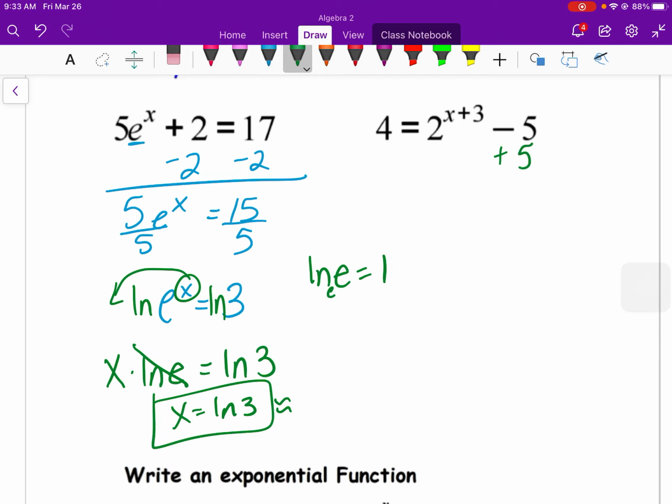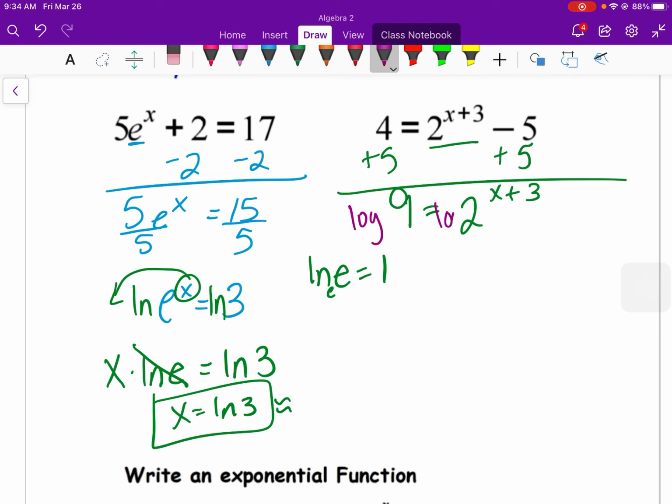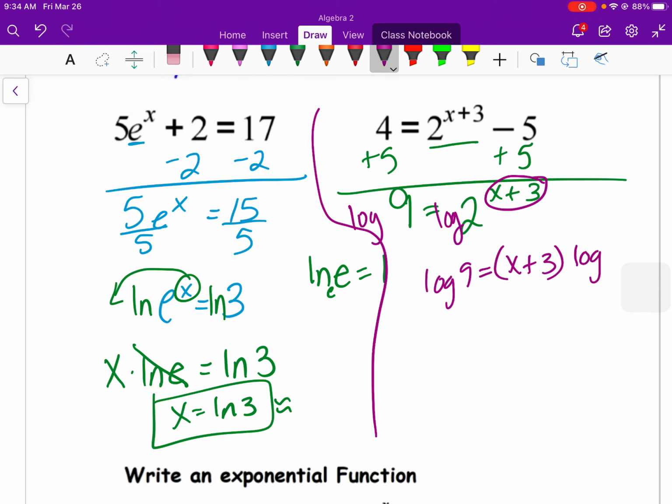Okay, so over here I'm going to start by adding 5 to get this part isolated. So then I get 9 equals 2 to the x plus 3. Since I can't change 9 into a base 2, I'm going to have to take the log of both sides. So log and log. So then I'm going to get log of 9 equals, and this whole exponent will come out in front. So it'll be x plus 3 times the log of 2.